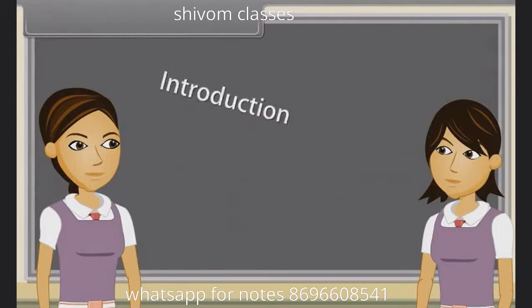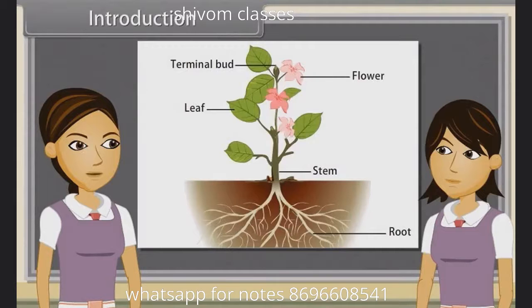Introduction. When we observe a plant, then we see that every plant has roots, stem, and leaves. Plants also have flowers and fruits. We have already discussed characteristics, types, modifications and functions of roots, stems, leaf, and inflorescence. Now we will study flowers.